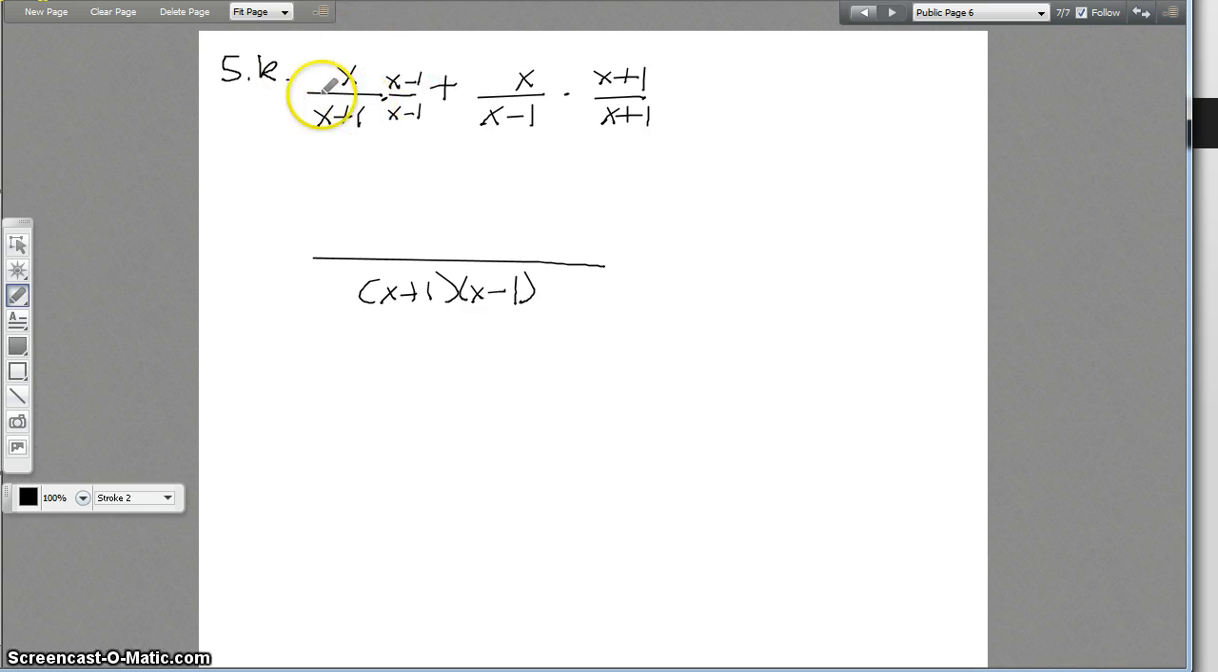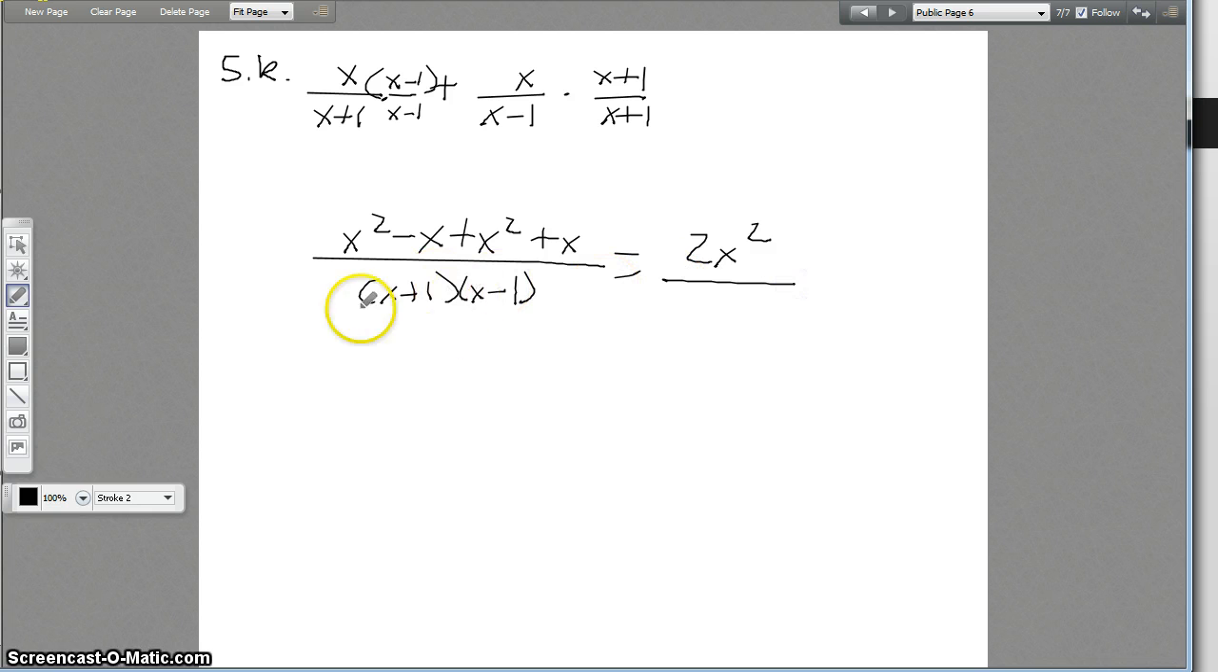And when we look at this first one, we multiply this out. We have x times (x - 1). X times x is x squared. X times negative 1 is negative x. X times x is x squared. And x times 1 is a positive x. Okay, so we have an x squared and an x squared. That's 2x squared. And then we have a negative x and a positive x, that's 0.